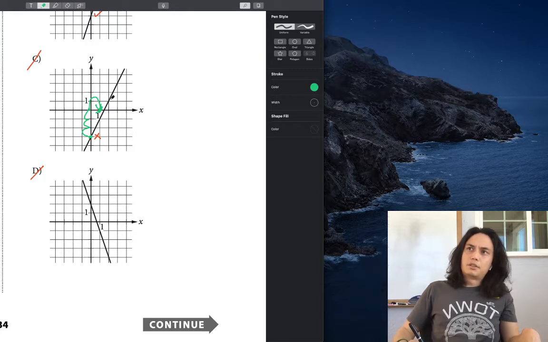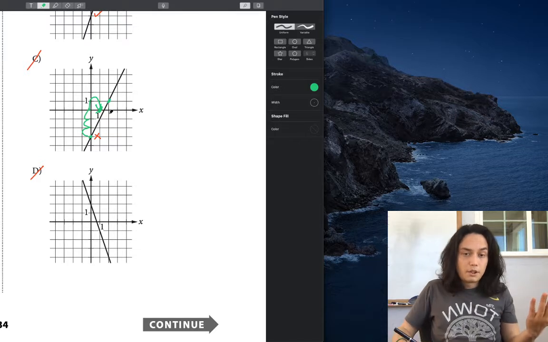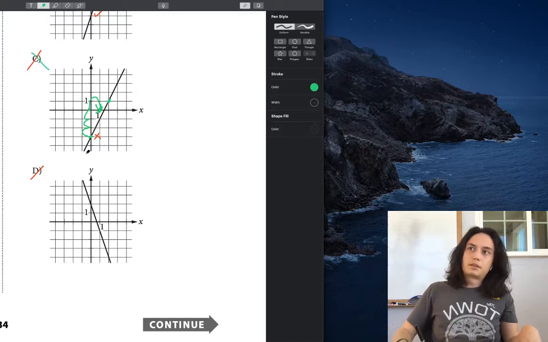Another way you can think about it, let's just use these 2 points. This line goes up 2 over 1. That's what the line does. It goes up 2 over 1. That's got a slope of 2, not 3, so this is wrong from that perspective too.